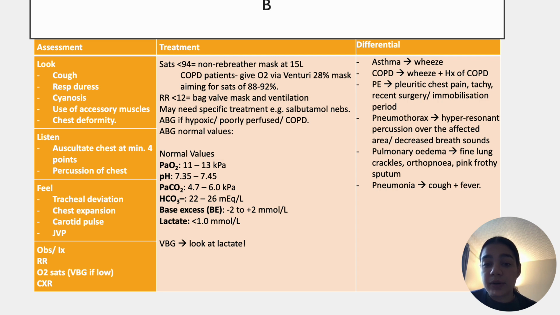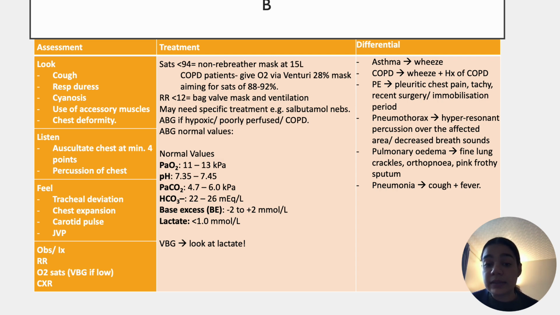If the patient is hypoxic, you can perform an ABG or a VBG, and I've got the normal values on here. For an ABG or a VBG, the lactate's really helpful, especially in surgical situations if you're concerned about a perforation. Common differentials here could be asthma, COPD, PE, a pneumothorax, pneumonia, pulmonary edema.